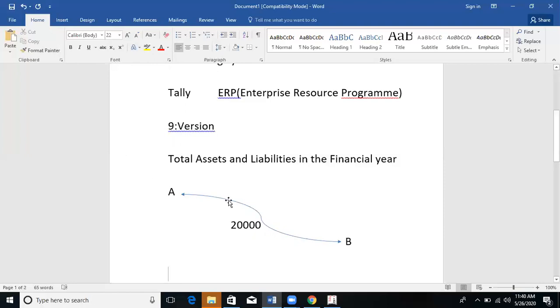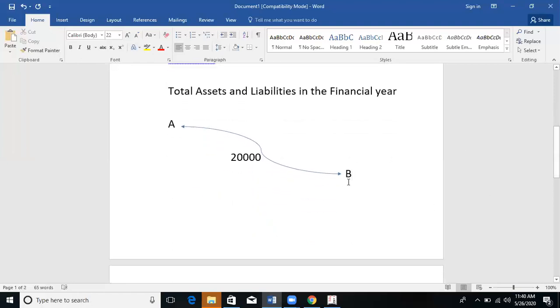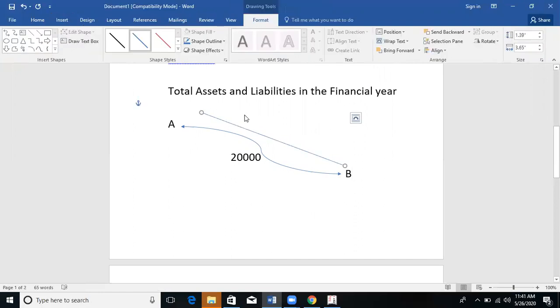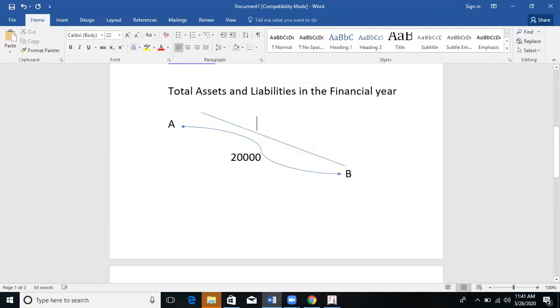Liabilities is nothing but, let me explain with an example. A is a person who has given 20,000 rupees to B. In return, B has paid only 10,000 rupees. So A has given 20,000 to B, and B has paid 10,000. So how much balance does B need to pay, and how much does A need to receive? This particular concept we call liabilities.